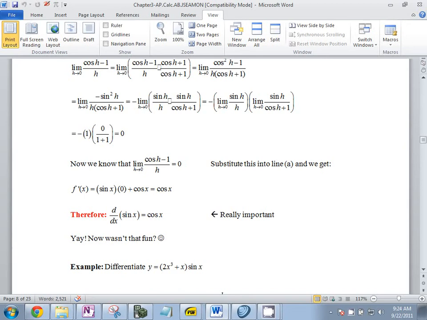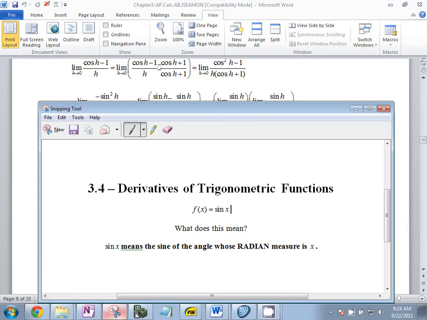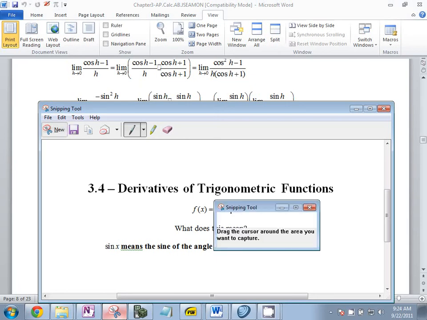All other trig functions are written in terms of sine and cosine. So are you now able to differentiate any trig function? Yes. What about this one right here? Could you differentiate? Let's make this go away.